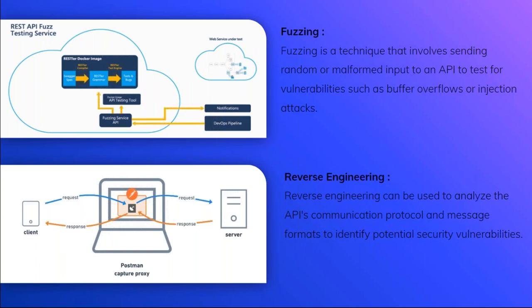The first step in API reverse engineering is to identify the API endpoints and methods that are exposed by the application. Once this information has been gathered, it can be used to generate a detailed map of the API, including all available endpoints, their inputs and outputs, and the data formats that are used. Next, the API can be tested to identify its behavior under different conditions. This can involve sending a variety of requests to the API to see how it responds, analyzing the responses to determine what data is returned, and testing different inputs to see how the API handles them.